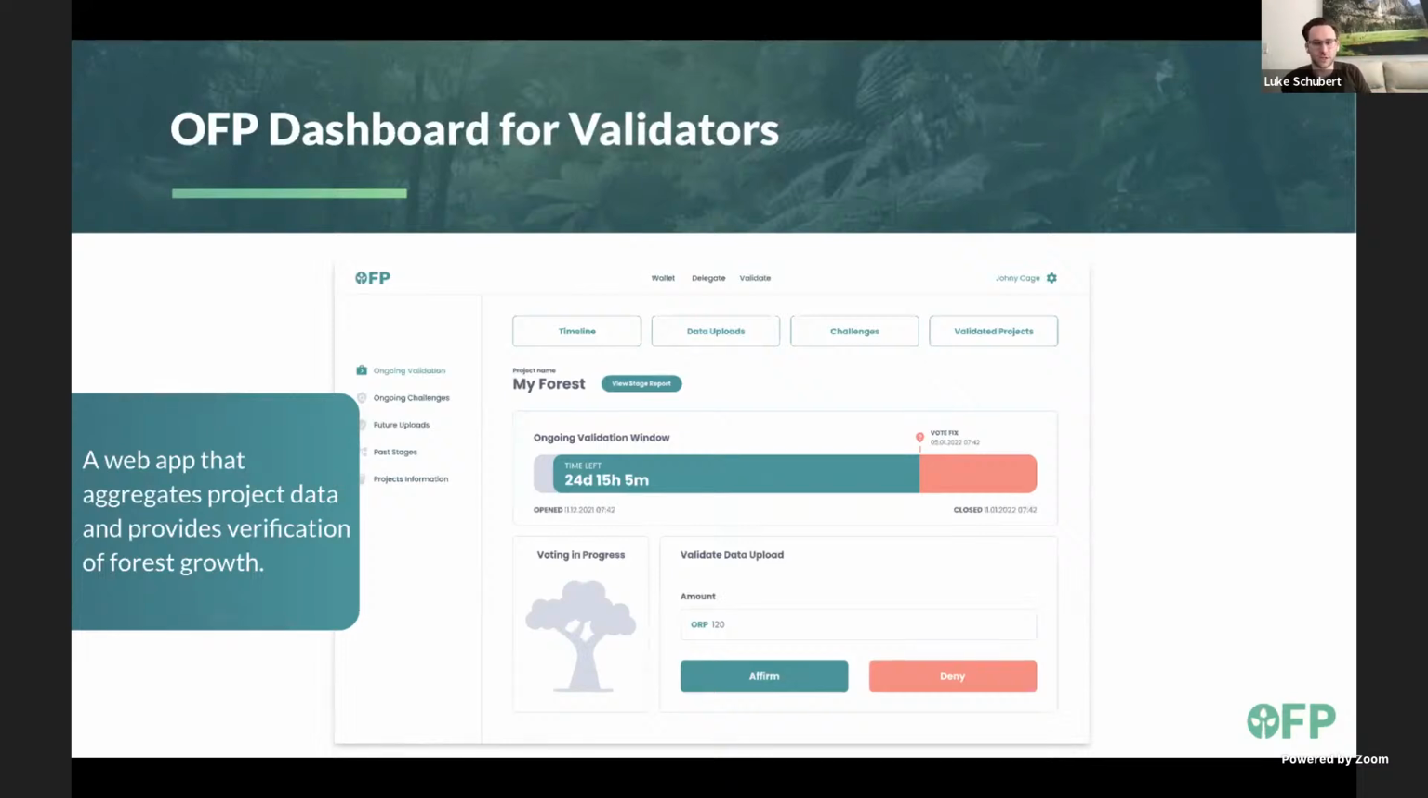So incentives are dealt out to those who vote correctly. Disincentives are dealt out to those who are trying to cheat the system or do things that we do not want.